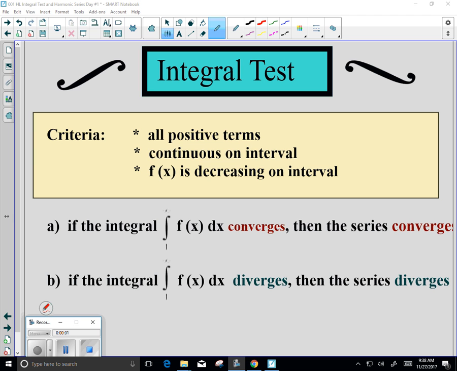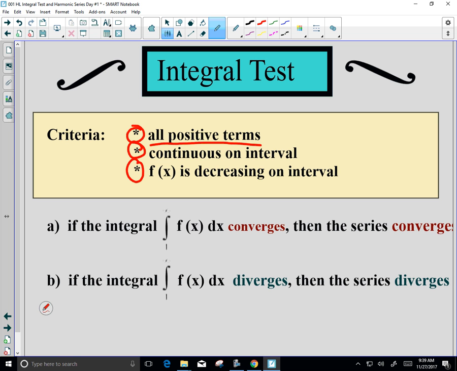The integral test is the final one. When you get the ratio test and L equals 1, can't tell, this is the bomb you drop on the series so that you can see if it converges or not. The integral test has 3 criteria that you have to write. Remember the good times with the ratio test? All you needed was all terms positive. This one you have to add 2 more. Because it is an integral, you're going to have to add continuous and decreasing on the interval.